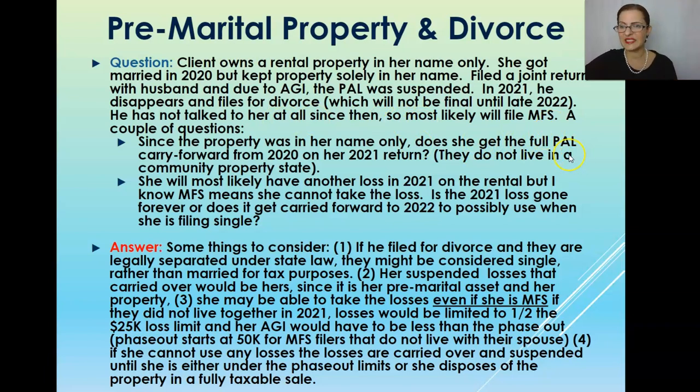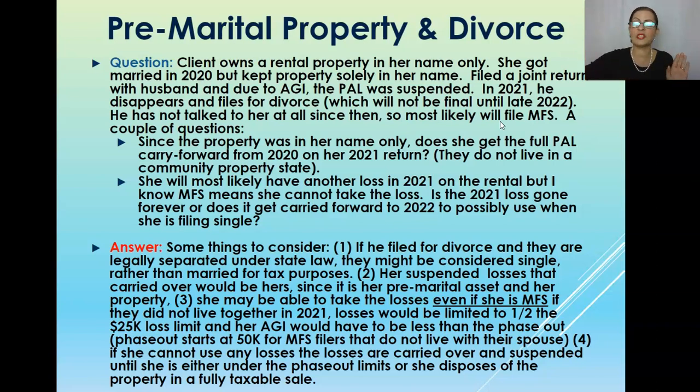So this is a little bit of a messy scenario, but she's trying to get advice from her tax professional, and this is the person that posted this in the group, the tax pro, asking what should we do? Married in 2020, filed a joint return with the husband in 2020, had a passive activity loss which was suspended in 2020, had to be carried forward. So that return was done right because they were married at that time. In 2021, he disappears and files for divorce. Okay, it's not going to be final until 2022. So she's likely going to be MFS in 2021 because they're going to be married through all of 2021.